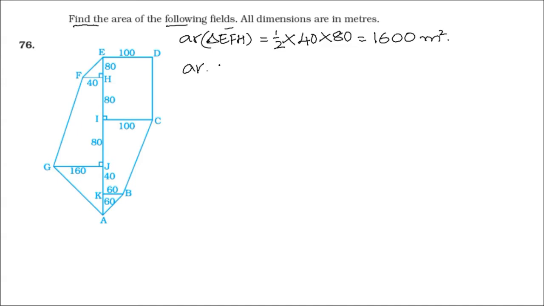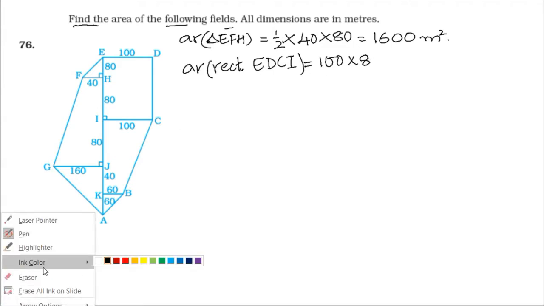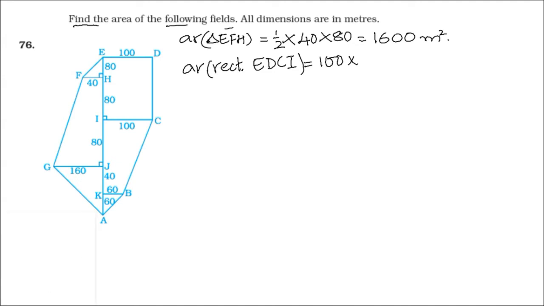Now let me find the area of rectangle EDCI. The area of this rectangle EDCI will be length into breadth. Here the length is 100, breadth is 80 plus 80, which is 160. So better I mention this as 160. On multiplication, we get it as 16,000 square meters.